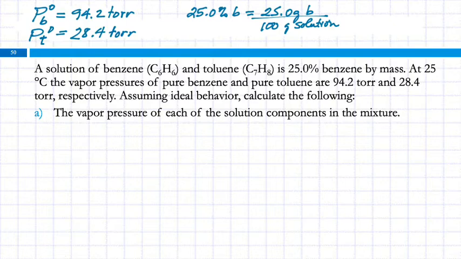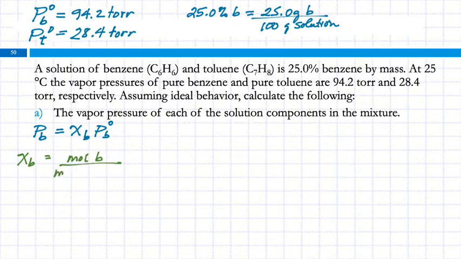I'm trying to find the vapor pressure of benzene and the vapor pressure of toluene in the solution. So I'm going to use Raoult's law. The vapor pressure of benzene is going to equal the mole fraction of benzene times the vapor pressure of pure benzene. Well, I have the vapor pressure of pure benzene. What I need to calculate is the mole fraction of benzene. So the mole fraction of benzene is going to equal moles of benzene divided by moles of benzene plus moles of toluene.